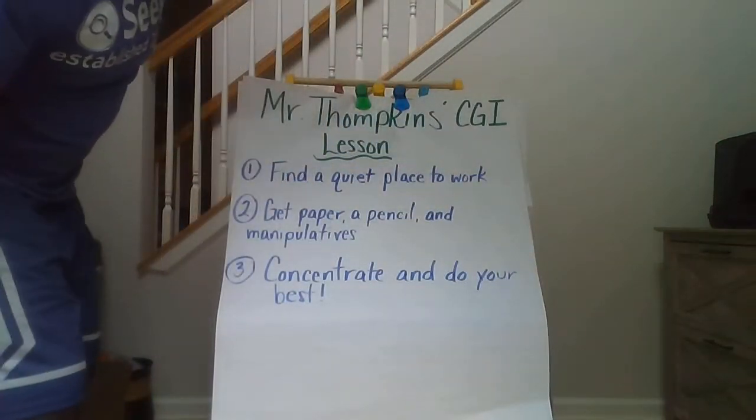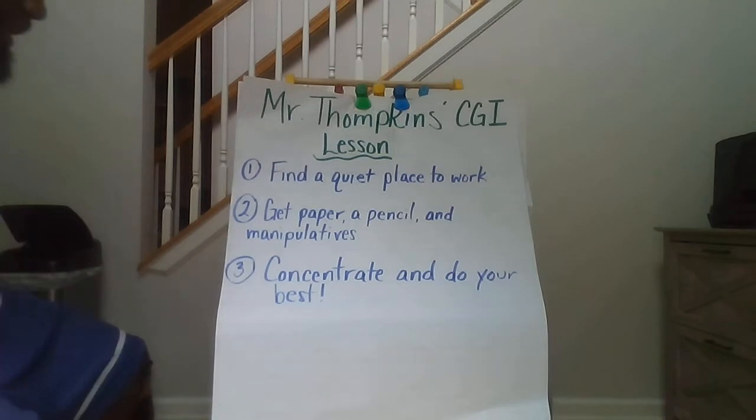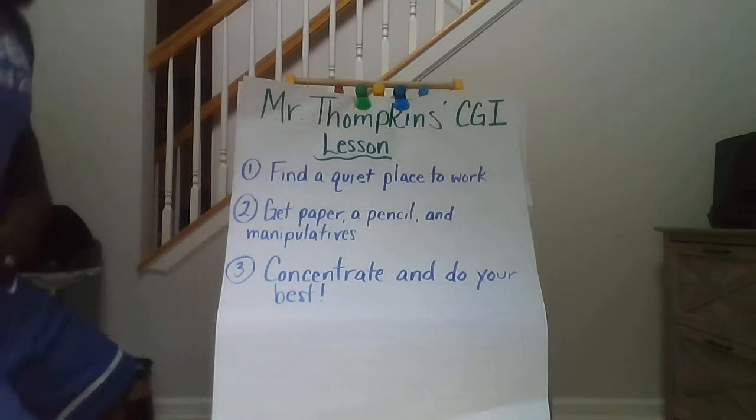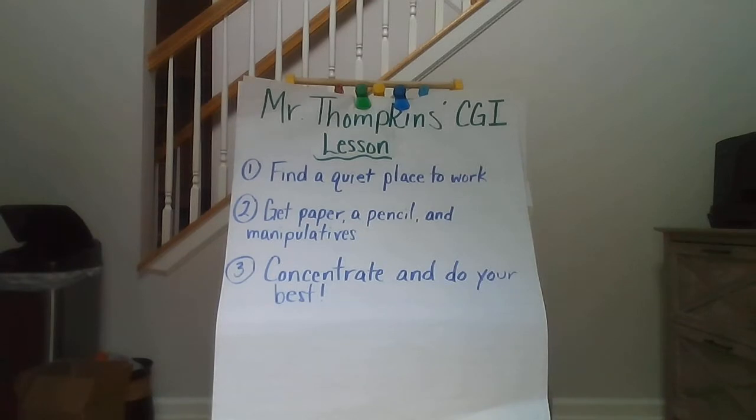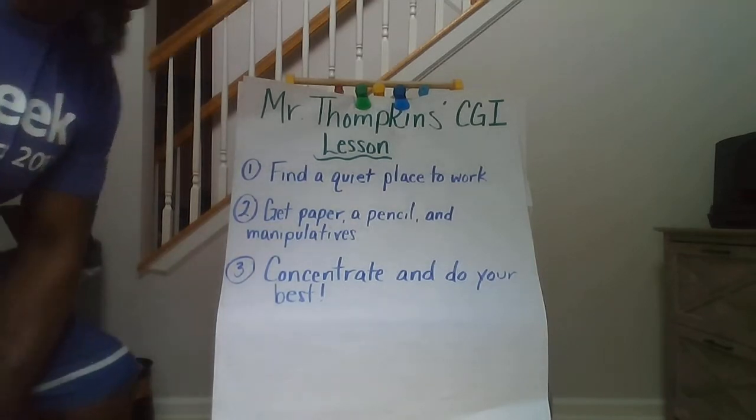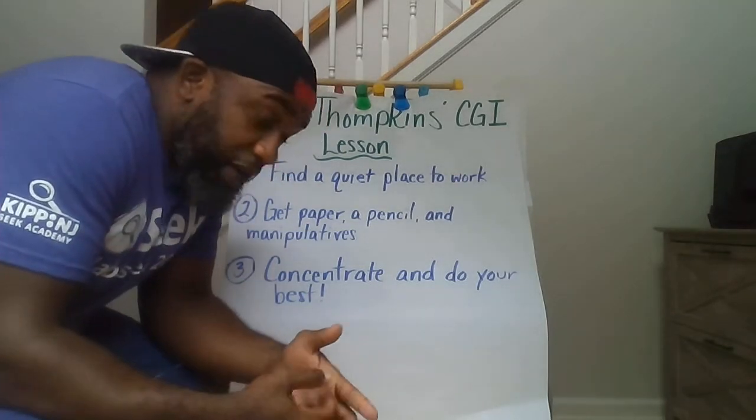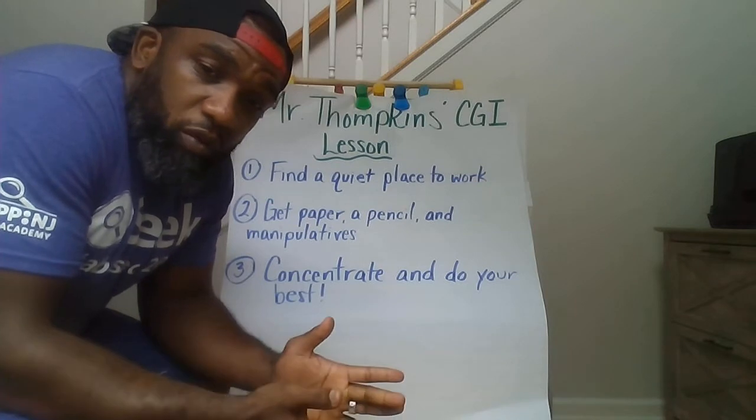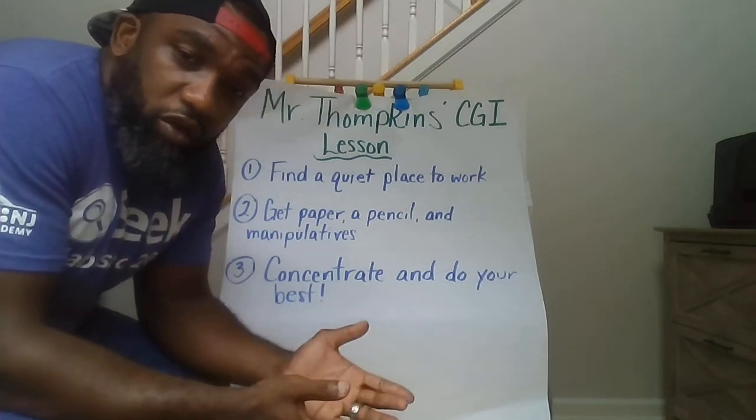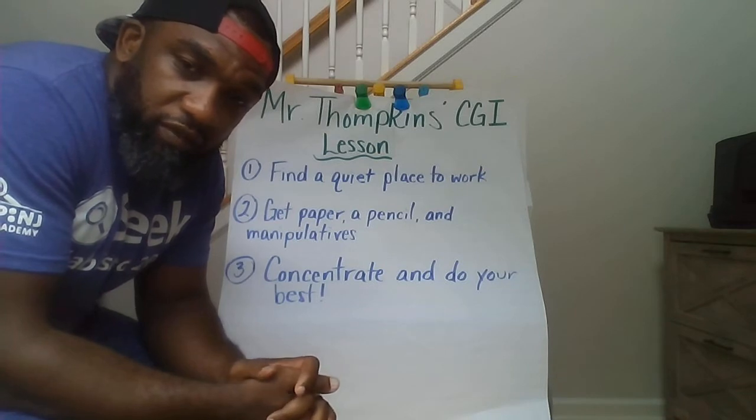Before we start, though, we have to get 3 things ready, okay? Step number 1, find a quiet place to work. Step number 2, get paper, a pencil, and manipulatives. If you don't have any manipulatives, use whatever you can to help you learn and grow your brain. And 3, concentrate and do your best. CAU, Swarthmore, Duke, and Smith, I'm expecting greatness. So parents, please pause this right now so that your child can get whatever they need to be successful.